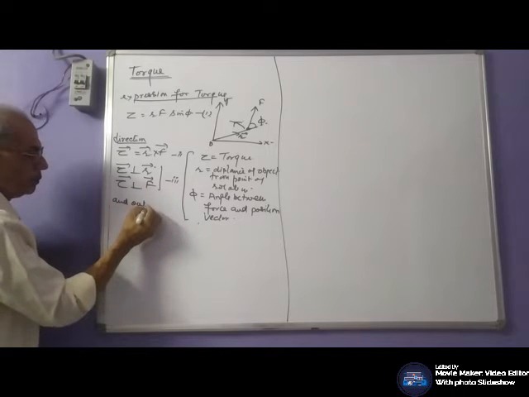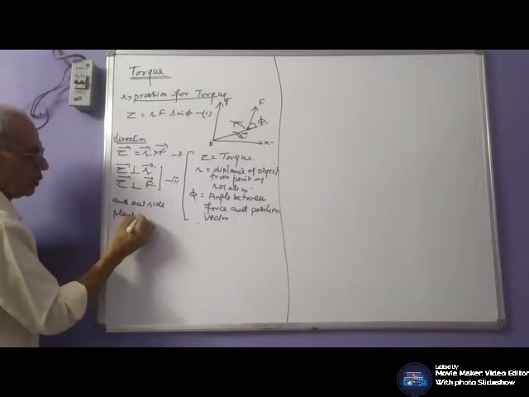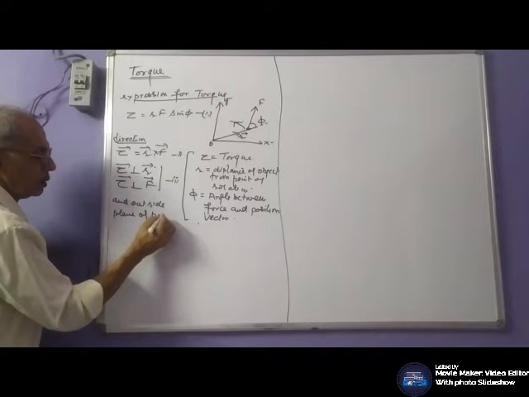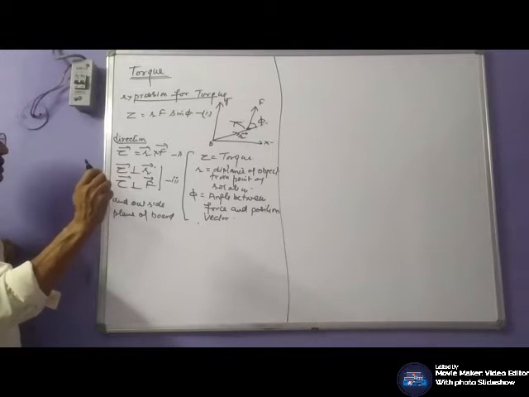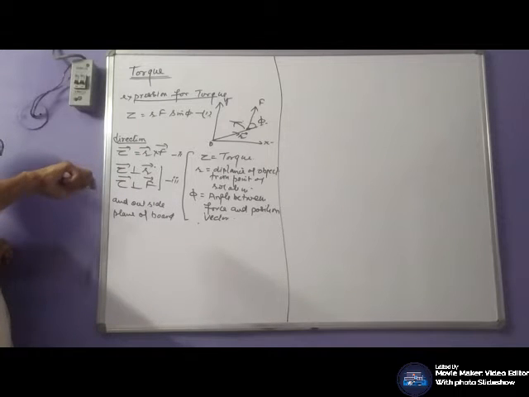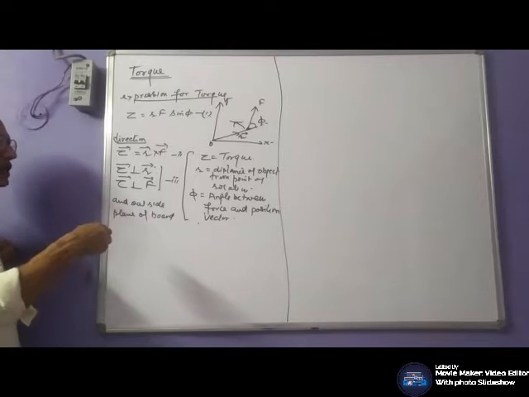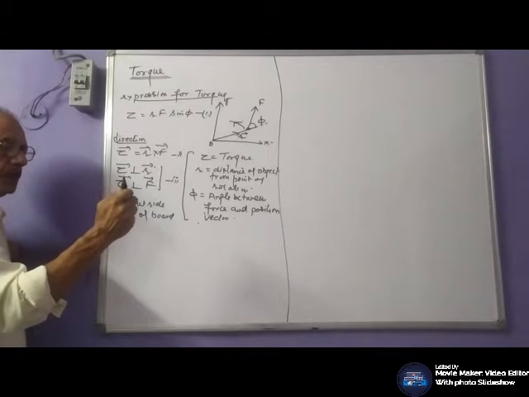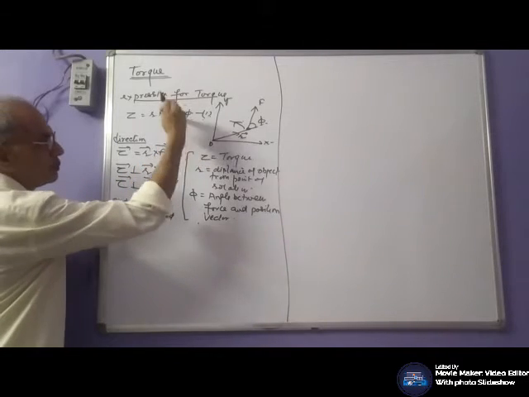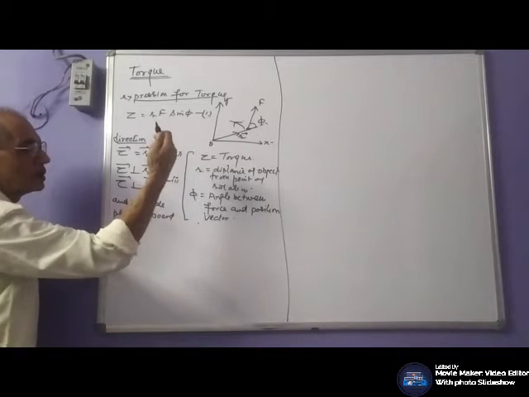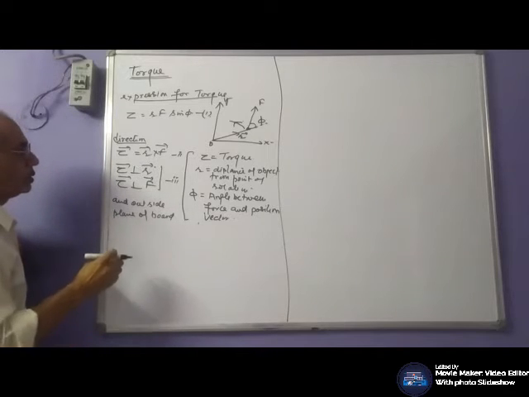And it is outside the plane of the board. Why? This is the right hand screw rule. If the motion of the particle is clockwise, then the direction is inside. If it is moving like this, anti-clockwise, the direction is out. So this is the direction of torque.